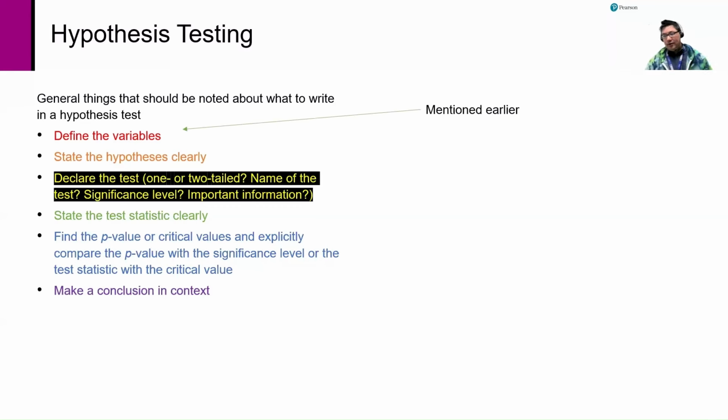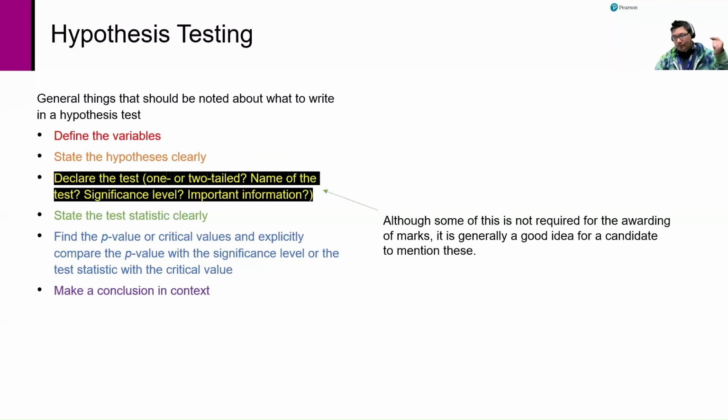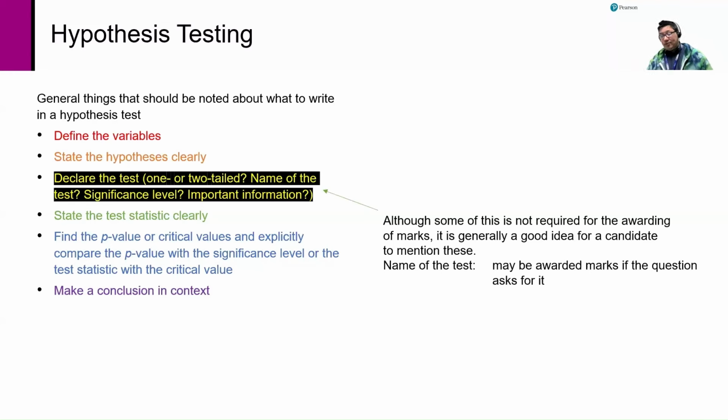So just a little note about this. I've already spoken about defining the variables. I've already said about the hypotheses, making sure that all Greek symbols are clear and any letters and subscripts are defined. Now, in terms of the yellow step, although some of that is not actually required for awarding marks, I would say it's generally a good idea for the candidates to mention these. For the simple reason that if they write it in their solution, they then don't have to go hunting for it in the question afterwards. It's already there written down. The name of the test, there could be marks awarded for that if the question says to state the name of the test.